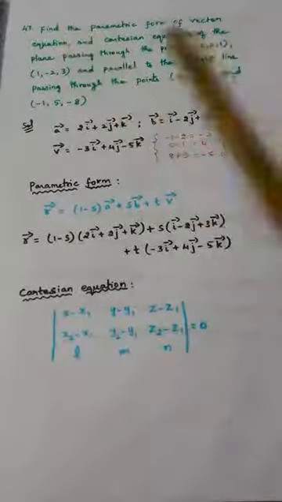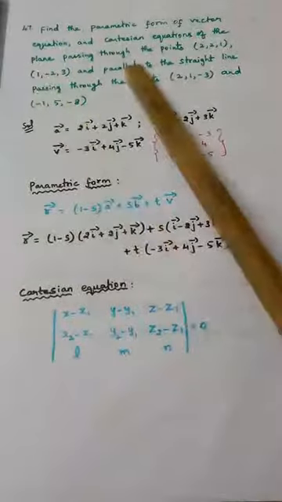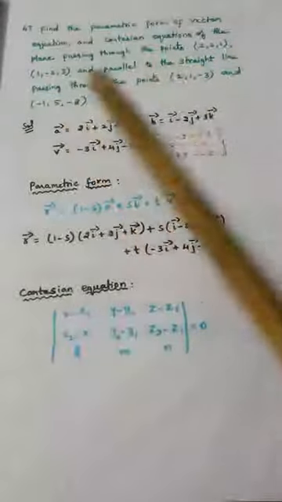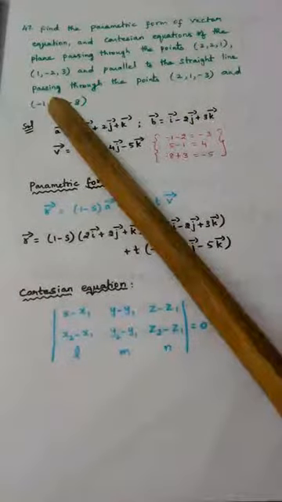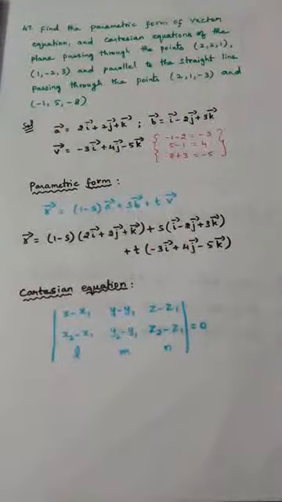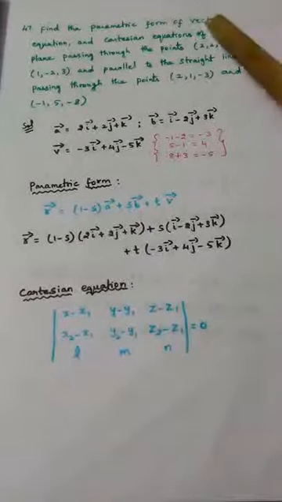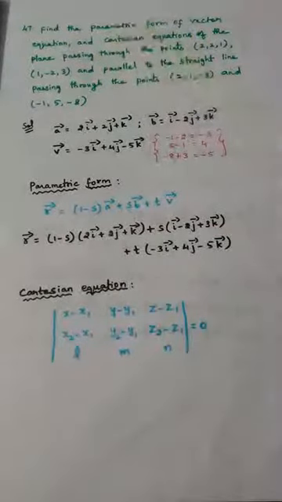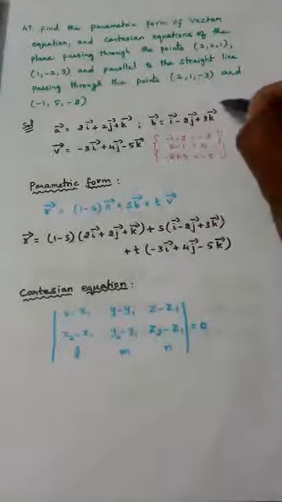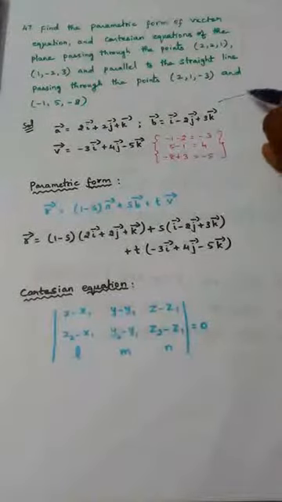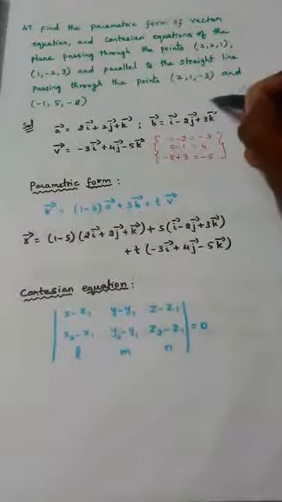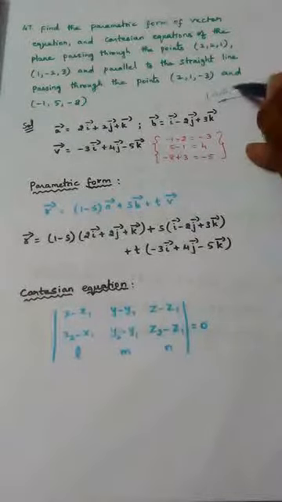The plane passes through only these 2 points, and the plane is parallel to a straight line. That straight line passes through these 2 points. Don't get confused with these 2 and these 2. I think you will not have any confusion here. The plane passes through only these 2 points, and the plane is also parallel to a straight line. I'll draw a diagram. If the plane is parallel to this straight line, and this straight line passes through 2 points, 2, 1, minus 3 is 1 point, and another point maybe minus 1, 5, minus 8.